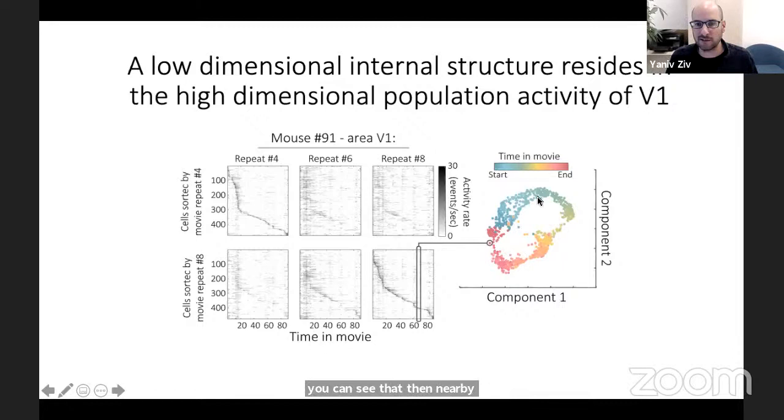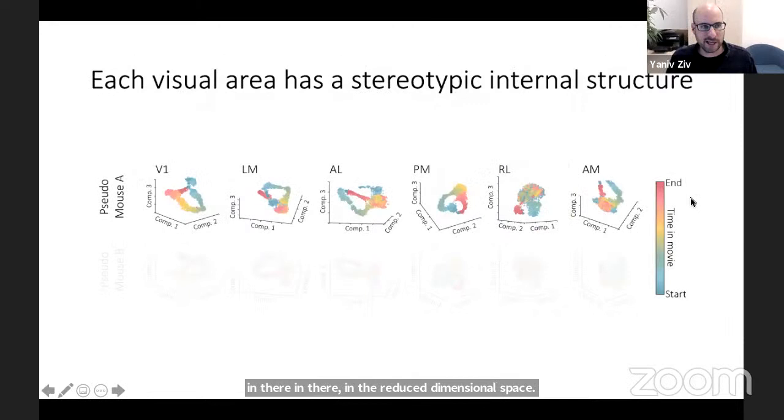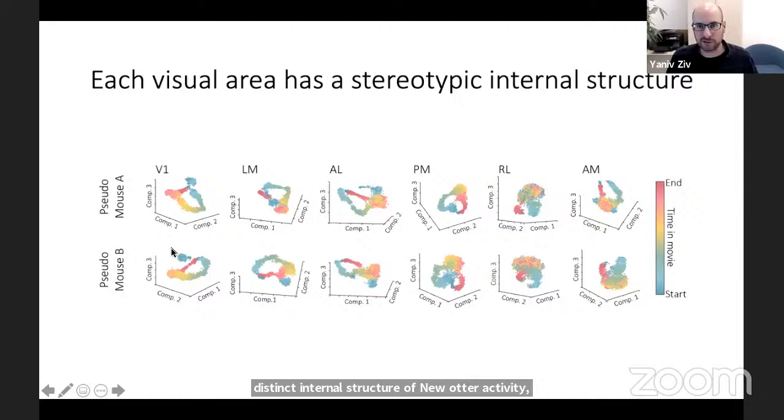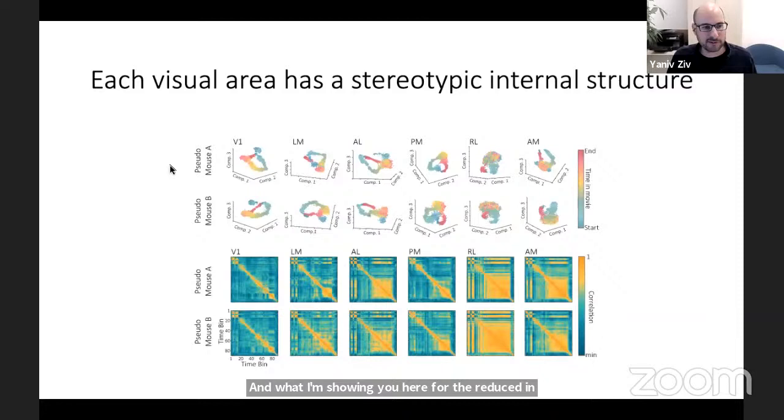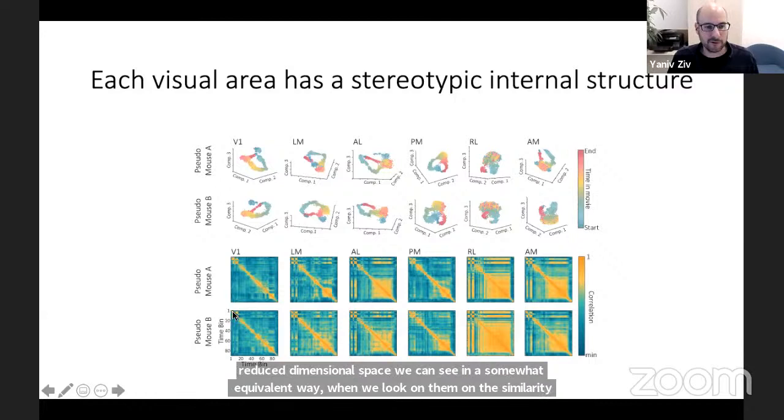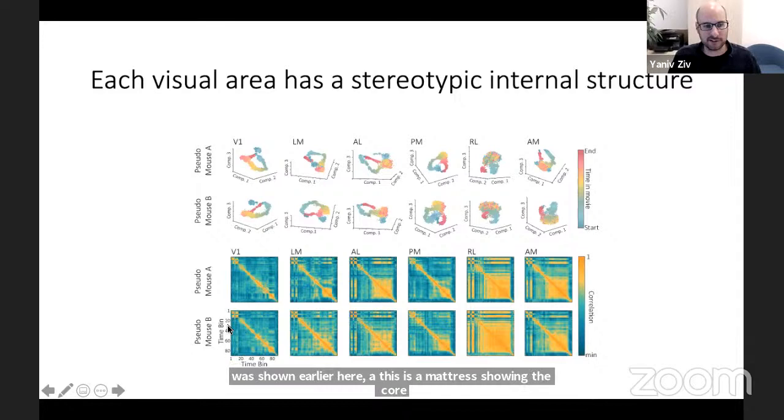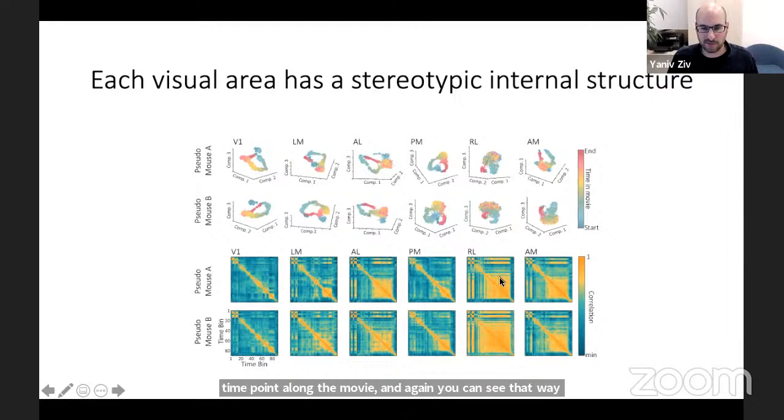And what we found was that each visual area had a distinct internal structure of neuronal activity, which was stereotypic for the same brain area across different mice. And what I'm showing you here for the reduced dimensional space, we can see in a somewhat equivalent way when we look at the similarity matrices of time by time. This is similar to the representational similarity analysis that was shown earlier. Here, this is a matrix showing the correlation between the population activity at each time point along the movie. And again, you can see a different structure across the visual cortical areas, but similar across different mice.